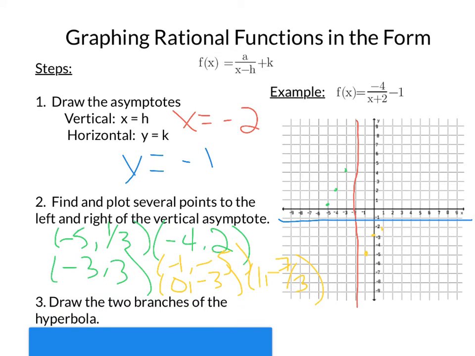Our final step is to draw the 2 branches of the hyperbola. Once you've done that, you have graphed the entire function. When we're graphing them, we can connect our points and remember to draw the branches getting closer and closer to the asymptote, but never touching or crossing the asymptotes.